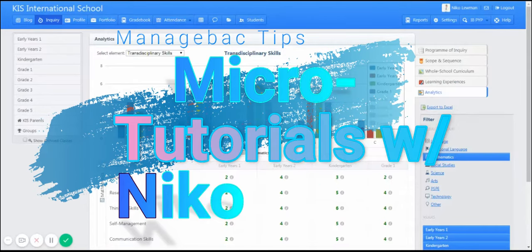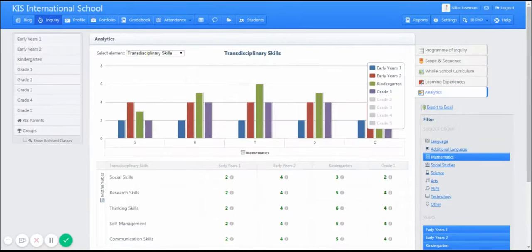Today, we're going to look at analytics in Managebac. I have here the Transdisciplinary Skills tab open. And what I want to show you are a couple of cool features that this has when you, as a coordinator, are looking into really balancing and monitoring your program.